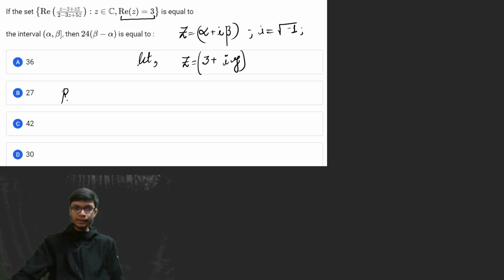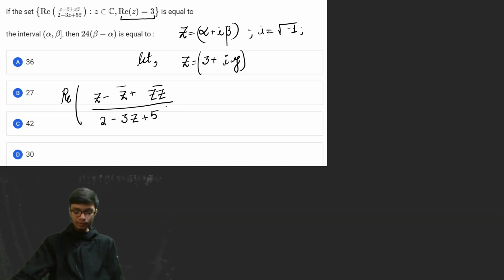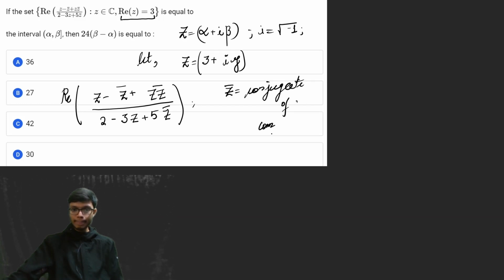Now it is said that in the set, the real value of (z minus z bar plus z z bar) divided by (2 minus 3z plus 5 z bar). Here, z z bar is equal to mod of z whole square. What does the bar denote? It means the conjugate of the complex number. So z bar here will be equal to 3 minus iota times y.